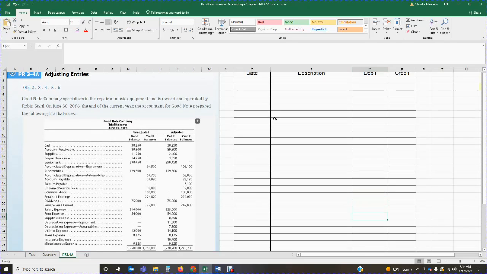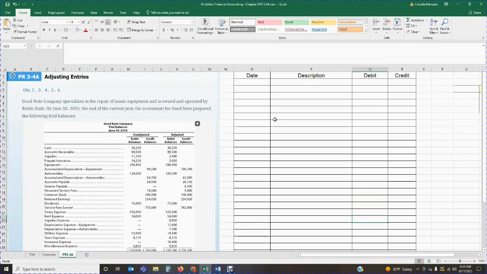Okay, so let's get started. The tactic that we're going to utilize is we're going to go through every account. If the account balance from the unadjusted balance and the adjusted balance stays the same, that means there was no adjustment done, so we don't have to worry about it. If the balance from the unadjusted trial balance differs from the adjusted trial balance, then that means an adjustment was made and we have to record that adjustment. So we would have to figure out what kind of an adjustment it is. Okay, so let's begin. Cash stayed the same, so we're not going to worry about cash.